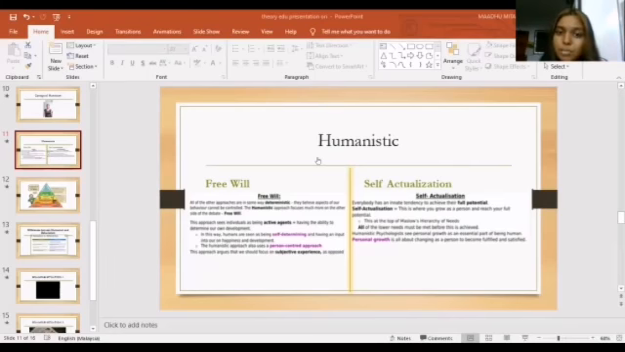Now, I'm going to be explaining about self-actualization. Everyone has an innate tendency to achieve their full potential. Self-actualization is where you grow as a person and reach your full potential. This is the top of Maslow's hierarchy of needs. All the lower needs have to be met before it is achieved. Humanistic psychologists see personal growth as an essential part of being a human. Personal growth is all about changing a person to become fulfilled and satisfied.